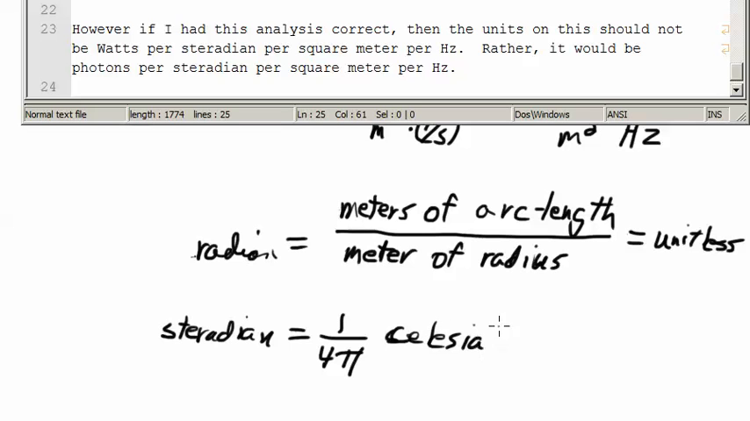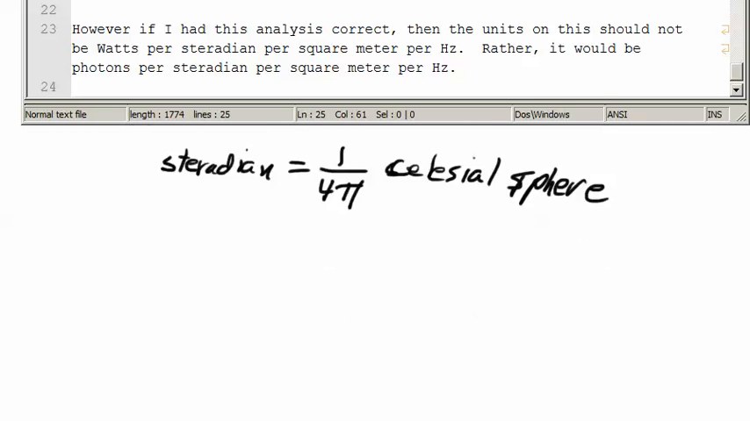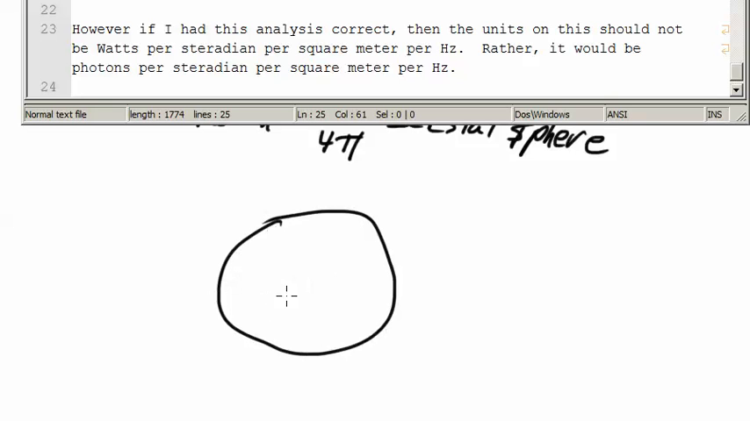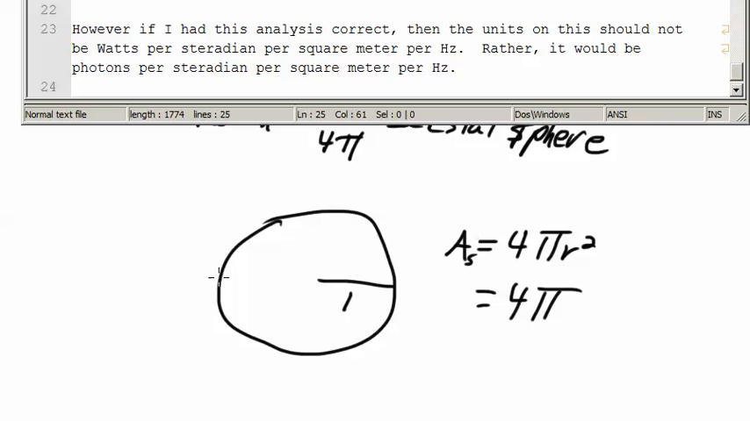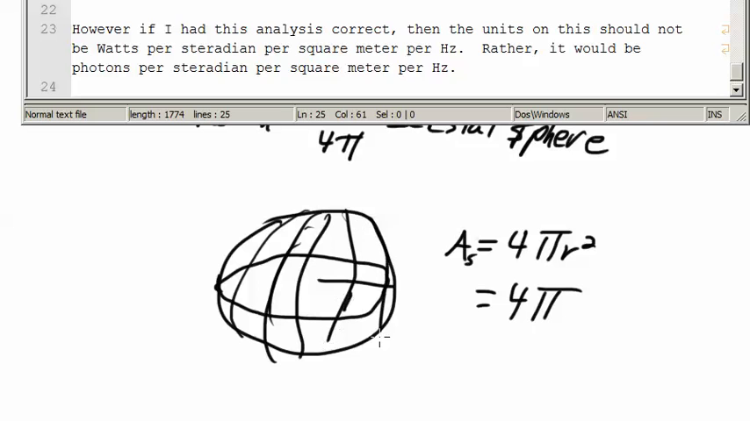I don't know if I'm using that unit properly, or if there's a unit called the celestial sphere, but basically the idea is if I have a sphere of radius 1, then the area of that thing is going to be area equals 4 pi r squared, which would be 4 pi. So the whole surface area of that sphere is going to be 4 pi steradians.